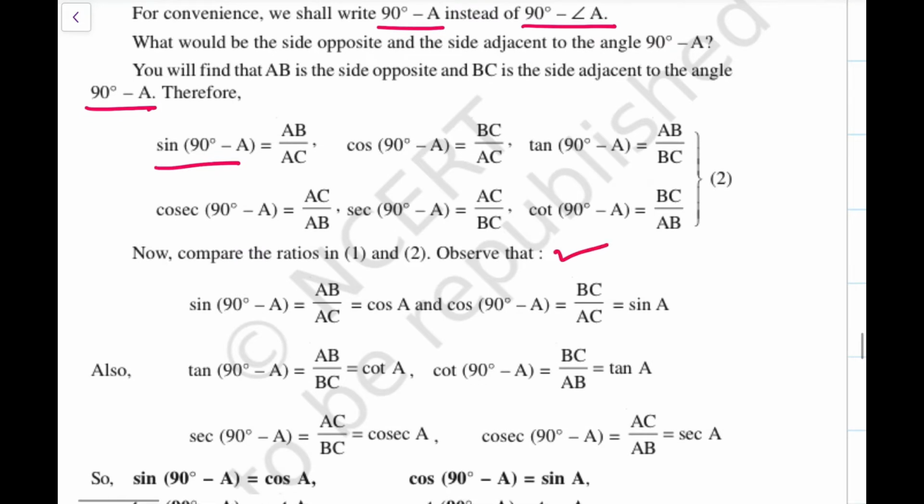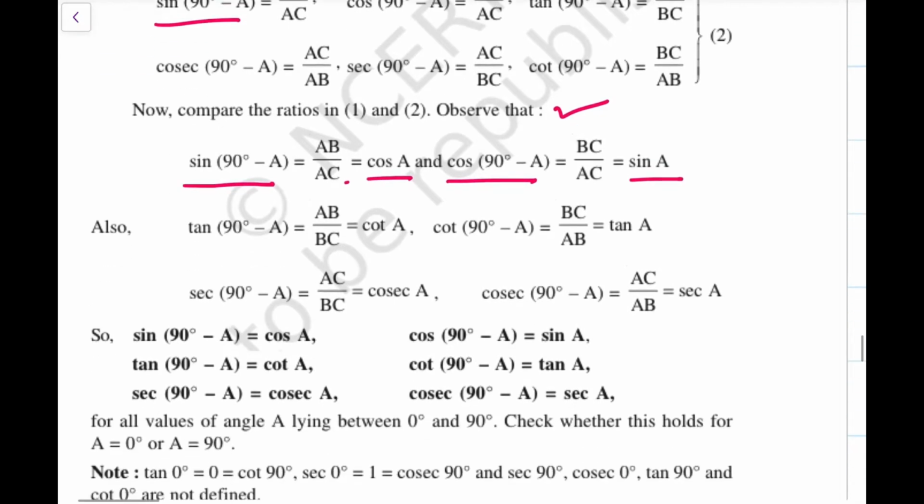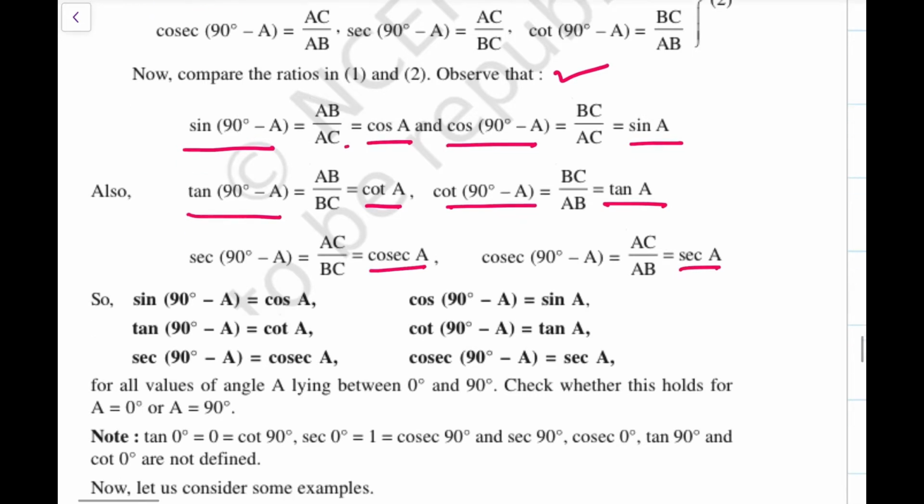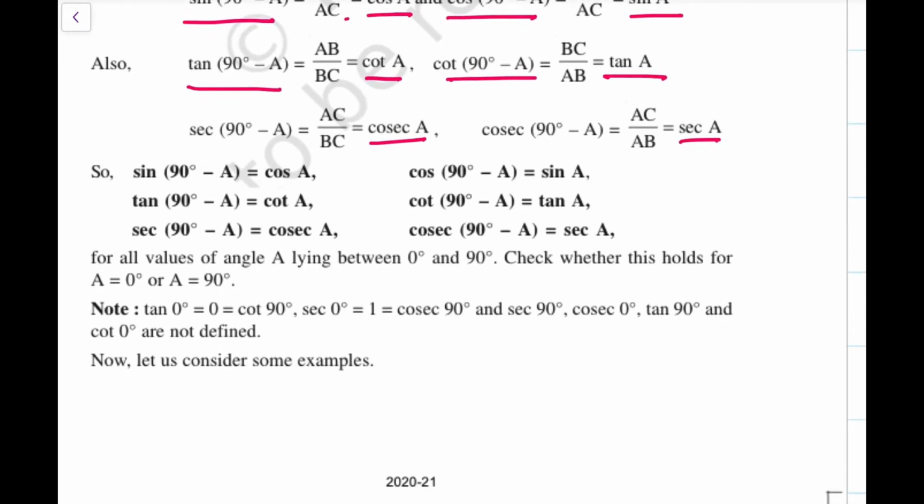If we compare these two sets of ratios, you will find that sine 90 minus A, which is AB upon AC, is equal to cos A, and cos 90 minus A, which is BC upon AC, is sine A. Similarly, tan 90 minus A is cot A, cot 90 minus A is tan A, sec 90 minus A is cosec A, and cosec 90 minus A is sec A.